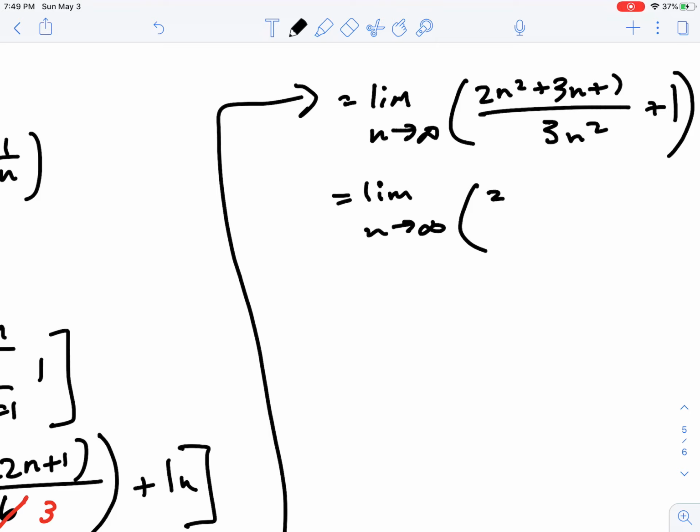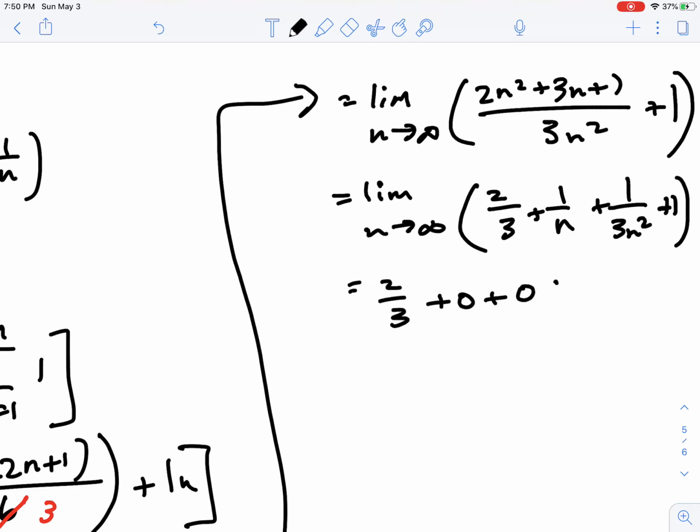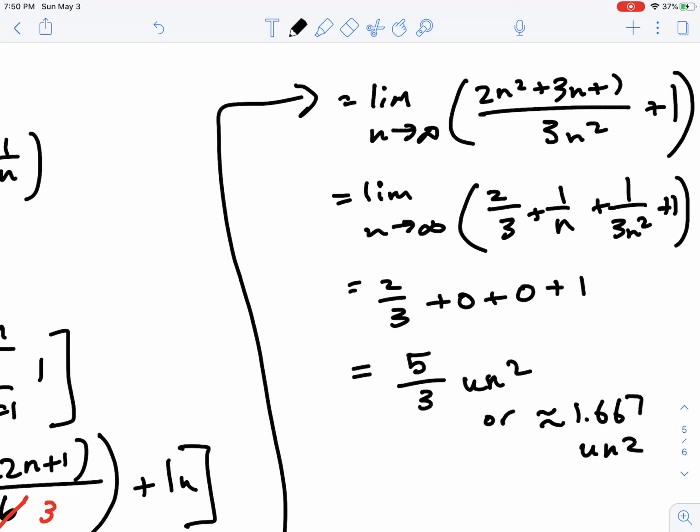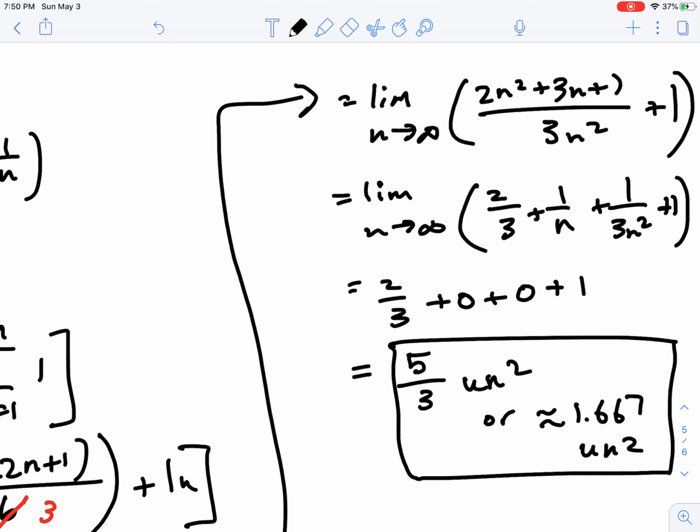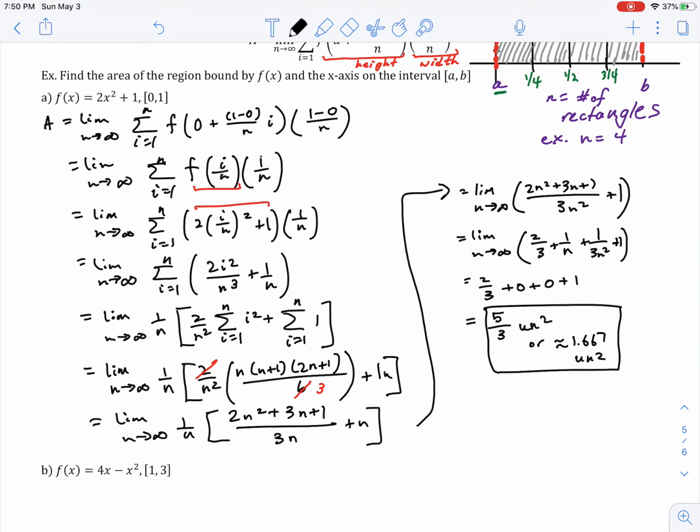And I promise we're almost done. So now let's divide everything by 3n squared. So that gives me 2 over 3 plus 1 over n plus 1 over 3n squared plus 1. And that then gives me 2/3 plus 0 plus 0 plus 1. And that just comes out to 5/3 units squared, or approximately 1.667 units squared. Okay, and there we have it.